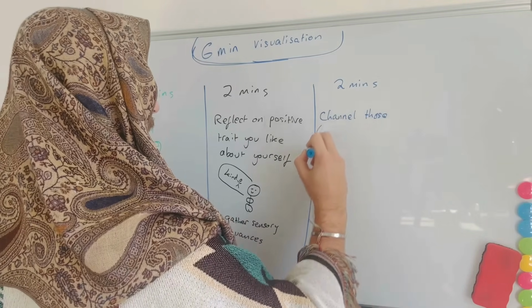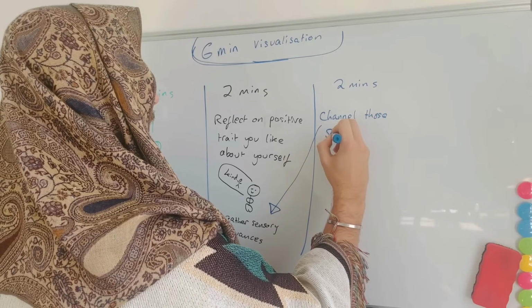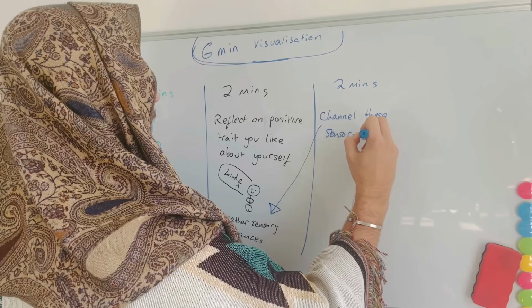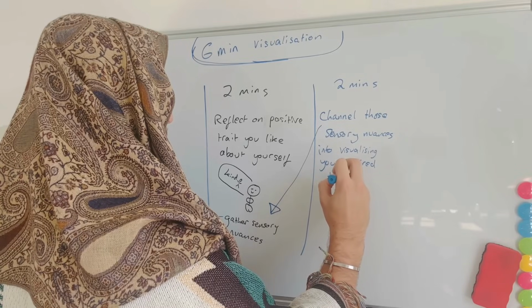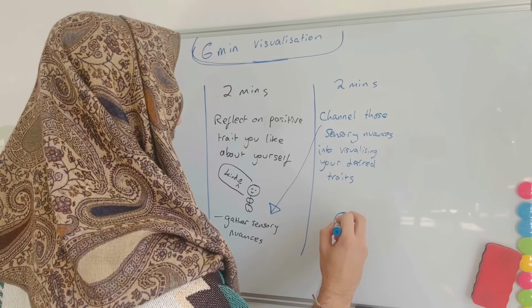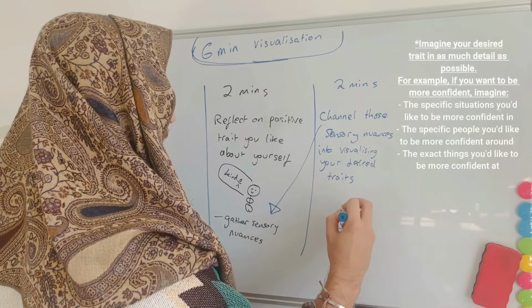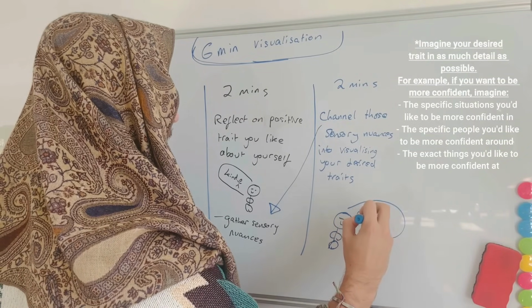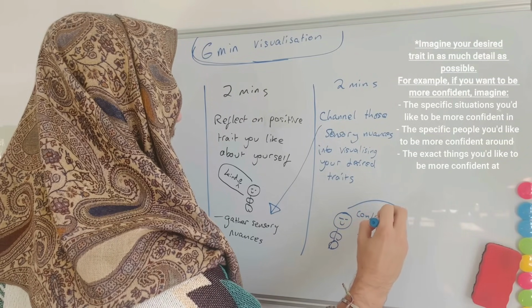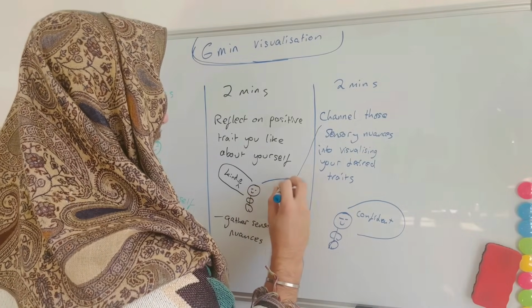Do this for 2 minutes, and then as soon as the timer goes off for the last 2 minutes, you channel those sensory experiences into your visualization about the trait you would like to adopt, your new self-image. Do this every day for 6 minutes, and you will reprogram your subconscious.